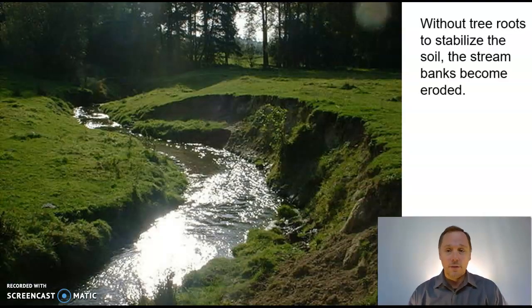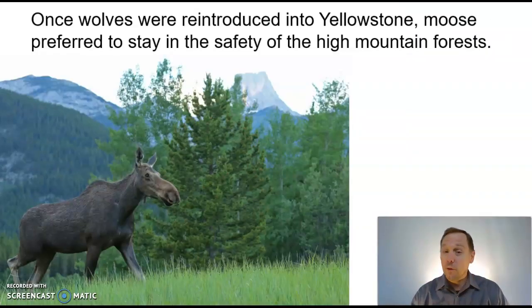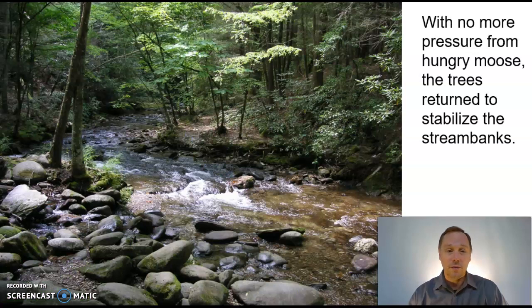This creates erosion as the banks of the rivers no longer have trees to hold them together. Look at that. You can see the river bank is falling in there, and the river's all messed up. Let's bring wolves back, and all of a sudden, the moose no longer like to hang out down in the rivers. It's too dangerous. And they go up into the high mountains, and as a result, the trees grow back and stabilize the streams. That's interesting ecology.